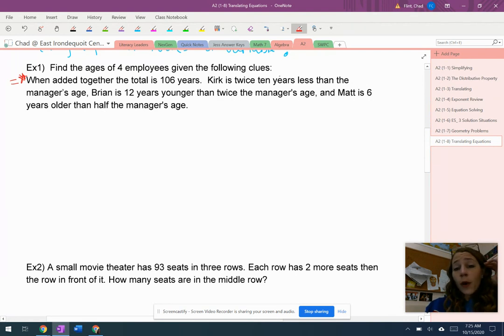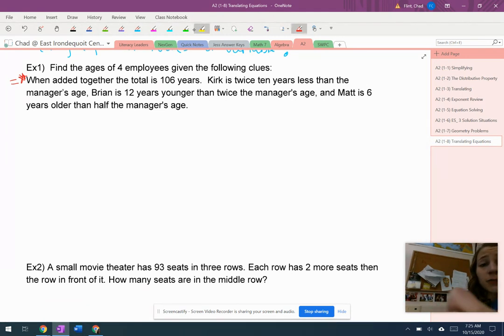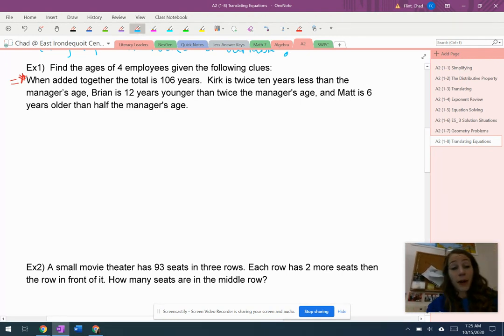Kirk is twice 10 years less than the manager's age. Brian is 12 years younger than twice the manager's age. And Matt is 6 years older than half the manager's age. Okay, so right away I'm seeing that I have a lot of different people going on here, so I want to write that out. So these are my let statements, or my labeling my expressions here.